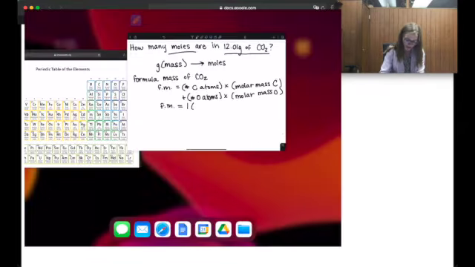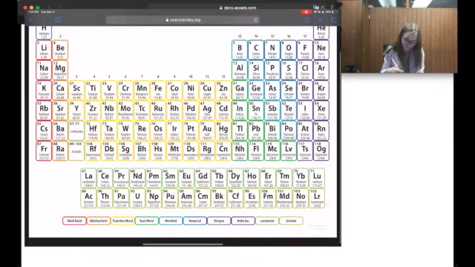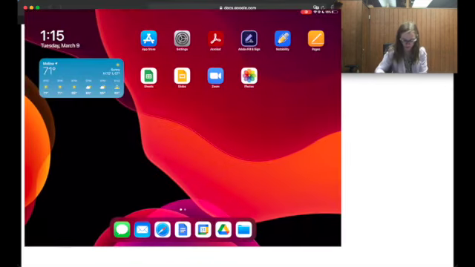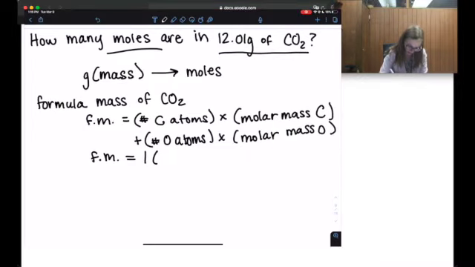And then when I check out my periodic table and I want to know the mass of carbon, carbon is number 6. So it's in the top row. My molar mass of carbon is 12.01 grams per mole. So that's 12.01 grams for every 1 mole.